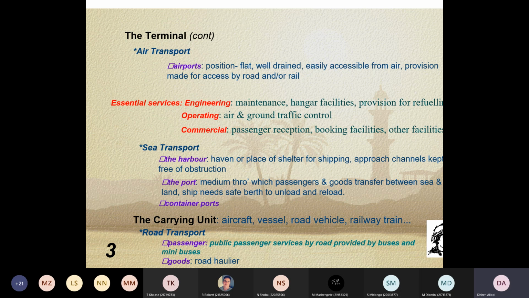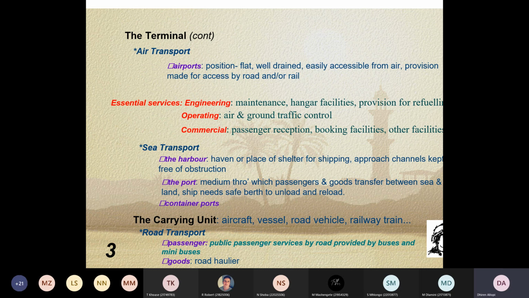Then coming down to sea transport, you have your harbors. That's your main haven, a place of shelter for your shipping. And certainly your channels to the harbor should be free of any obstruction to allow ships to get in and out of the harbor. Your port is where your passengers or goods transfers take place between your sea and your land. Okay. So again, you can see the need for safety to load, unload, reload. And then you also have your container ports for all your containers.